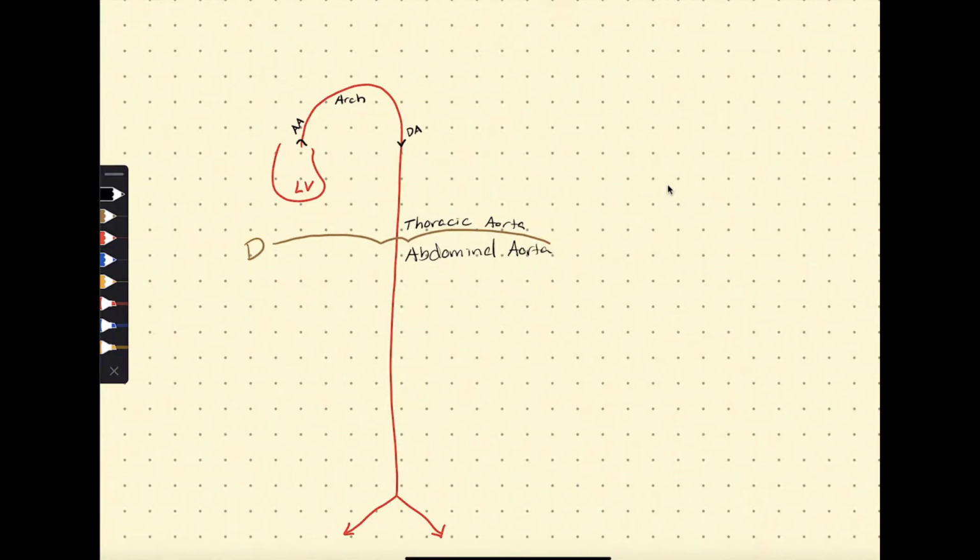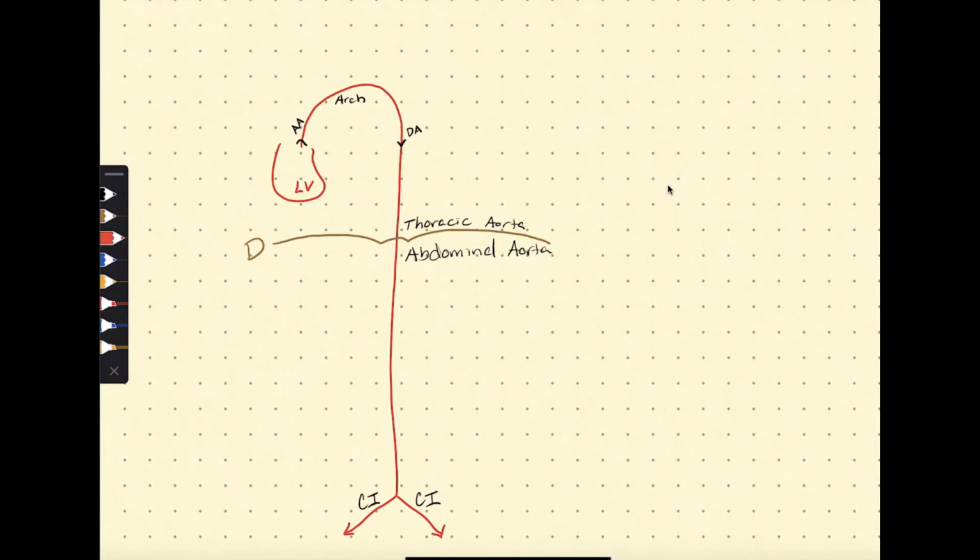It remains the abdominal aorta until it bifurcates into two common iliac arteries. A right and a left common iliac artery. Again, diagrammatically speaking. So now we can take a look at the branches, the primary branches, off of each segment.